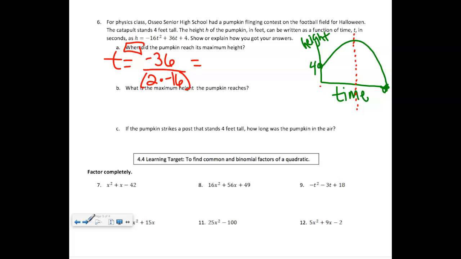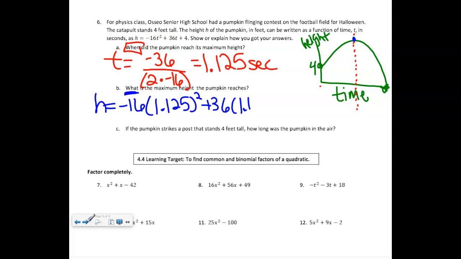So when I'm plugging this into my calculator, I'm getting 1.125. And we're talking about time, and so we need to label this with seconds. Okay. And then we're asking you, what is that maximum height? So if I know this is my time here, I want to know what is that point, and reminder, that's our vertex. So I'm going to take my equation, and I'm going to replace all of my t's with 1.25.